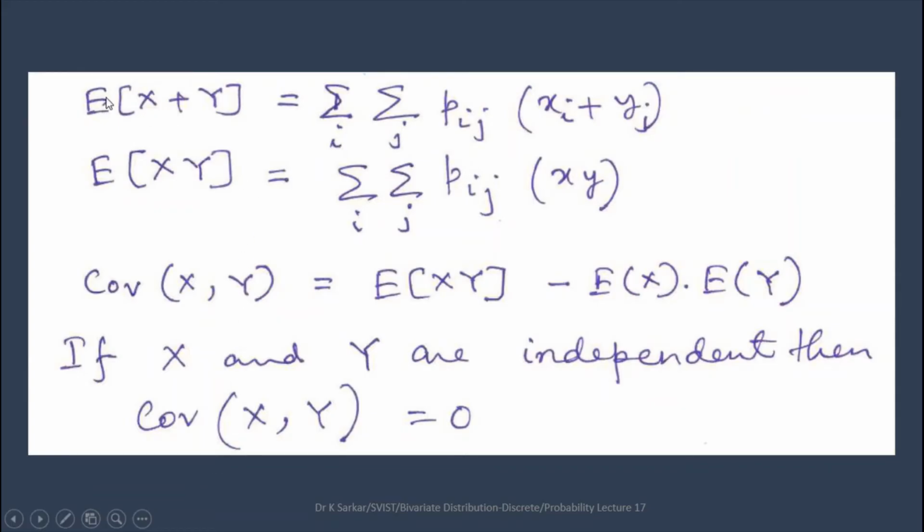Now the properties of expectation. Expectation of x plus y equals sum over i, sum over j, Pij multiplied by xi plus yj. Expectation of xy equals sum over i, sum over j, Pij multiplied by xi yj. Covariance of x, y equals expectation of xy minus expectation of x multiplied by expectation of y. If x and y are independent, then covariance of x, y equals 0, because expectation of xy equals expectation of x multiplied by expectation of y, then these two will be cancelled and we will get 0.